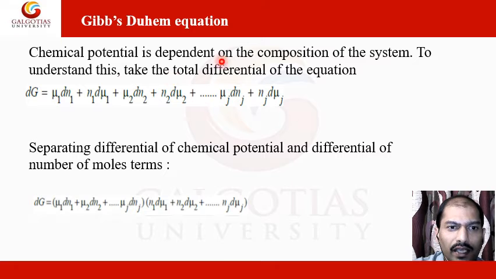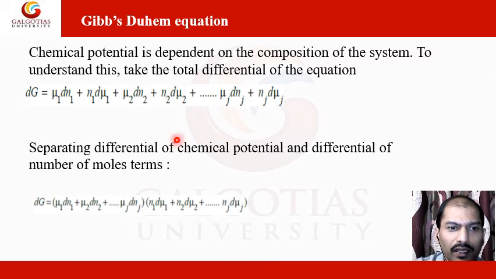To understand this, take a total differential of the equation, like dG equal to mu1 dN1. Similarly, for the separate components of the mixture, the equation is as we already discussed: mu1 dN1 plus N1 d mu1. Similarly, you have to add the second component, third component, fourth onwards, until the last component, which we represent here as J.